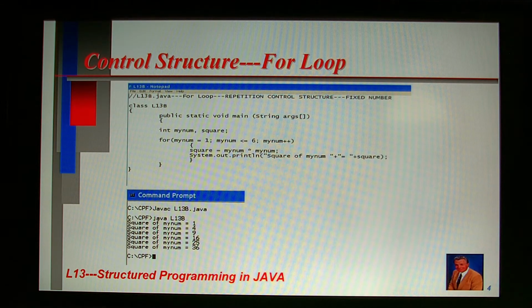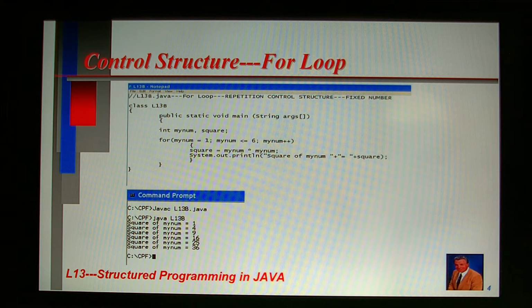system.out.println, left paren, double quote, square of mynum, double quote, plus double quote, equal, double quote, plus square, right paren, semicolon, is your basic println method call that displays the result of each repetition to the console. Note that in the first repetition, the value of square is 1. And with the last repetition, the value of square is 36.